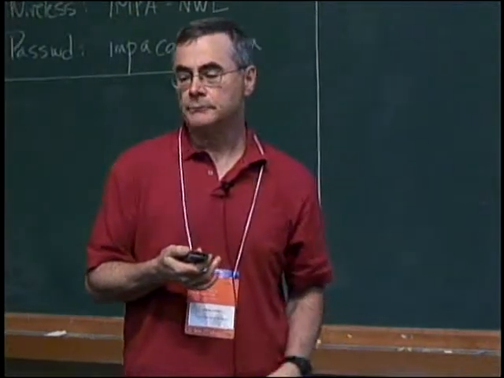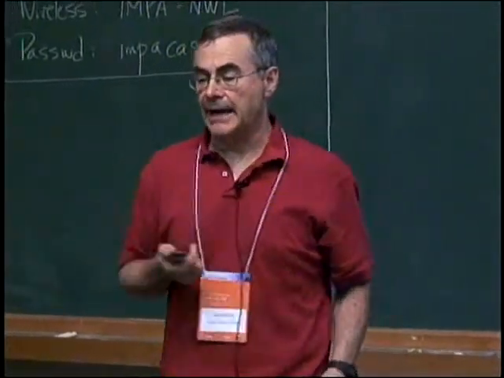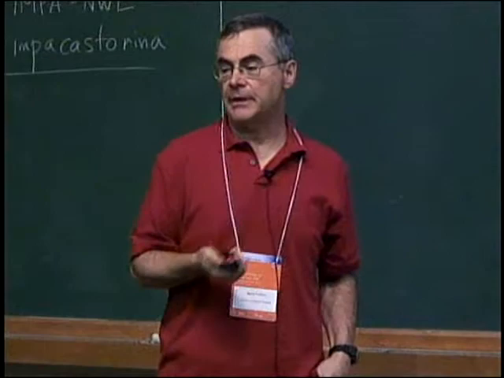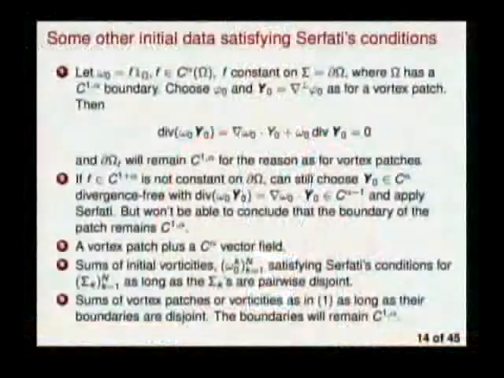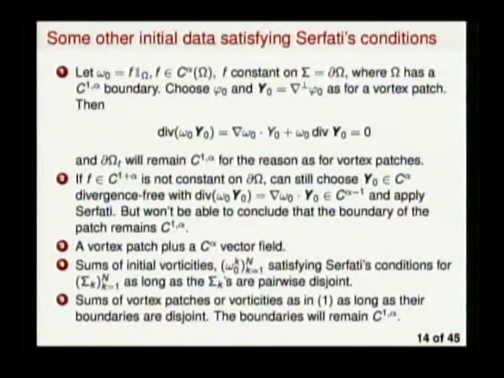All right, so you take a vortex patch, add a C alpha vector field, same thing, that's Serfati initial data, or sums of these things. And in the sums, as long as the closed sets are disjoint, and each of those, like the vortex patch data or item 1 here, allows you to conclude you have smoothness of a boundary, then you would for the sum as well. Okay? So these are just examples. There are a few other examples we have as well.